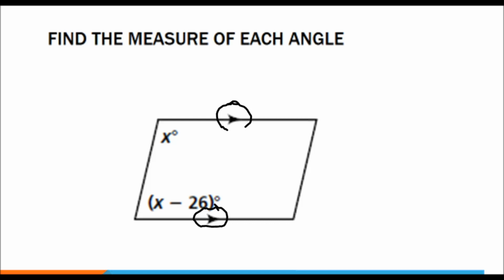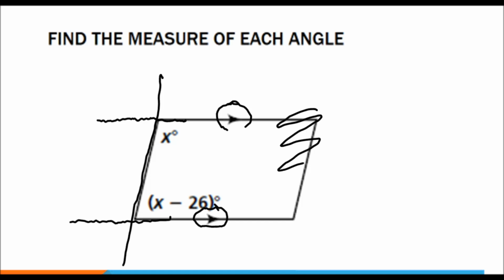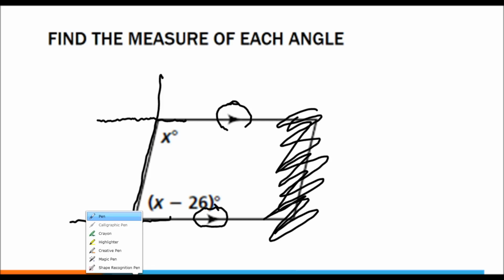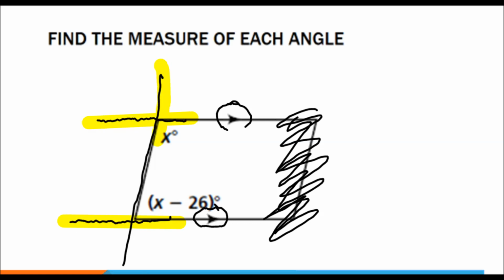So if you're having trouble, let's try to relate it to something that we know. What I'm going to do is extend these lines out, and I'm going to cross this off. And notice how now that looks an awful lot like what we've been looking at so far. It looks an awful lot like what we learned. Two parallel lines, one transversal.